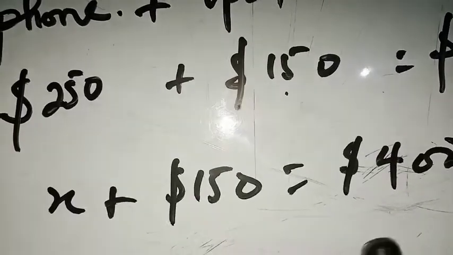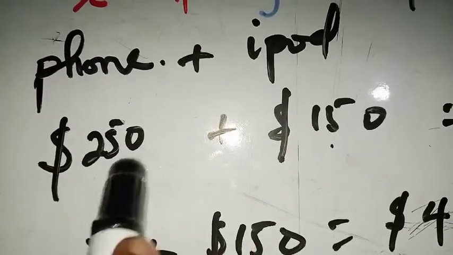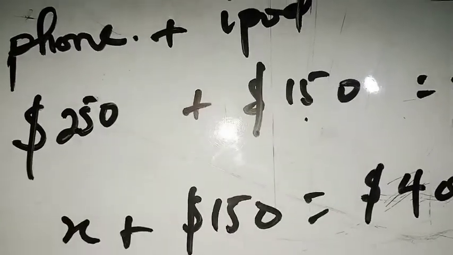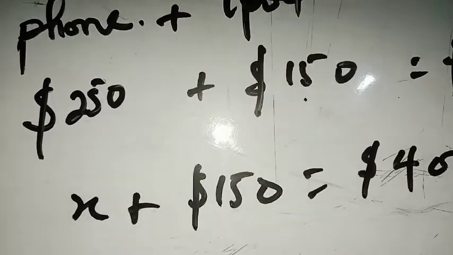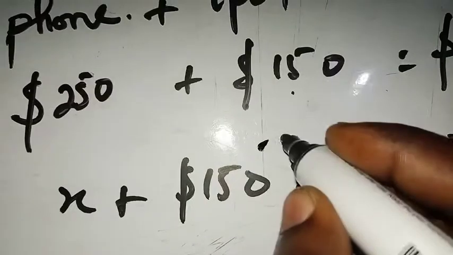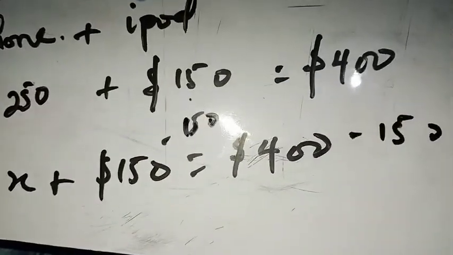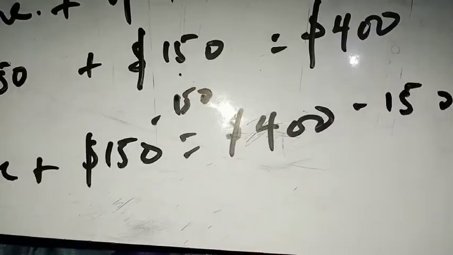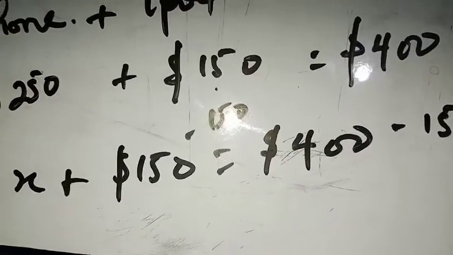The way of solving this is what we call algebra. This is straightforward: you can see that the answer is $250. How did you get $250? You subtract 150 from this side and subtract 150 from that side. The steps of getting the answer for a missing item is what we call doing algebra.